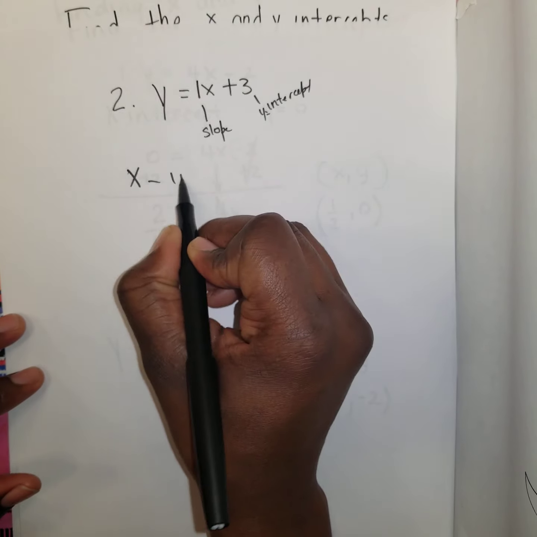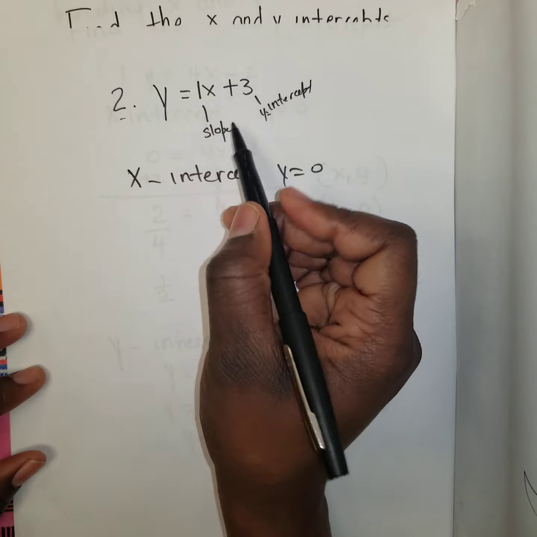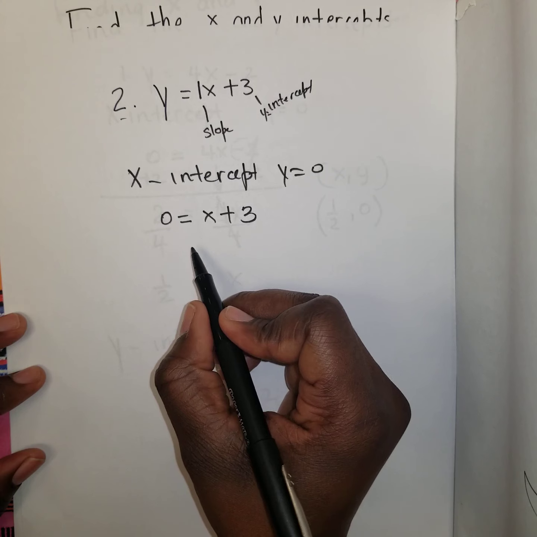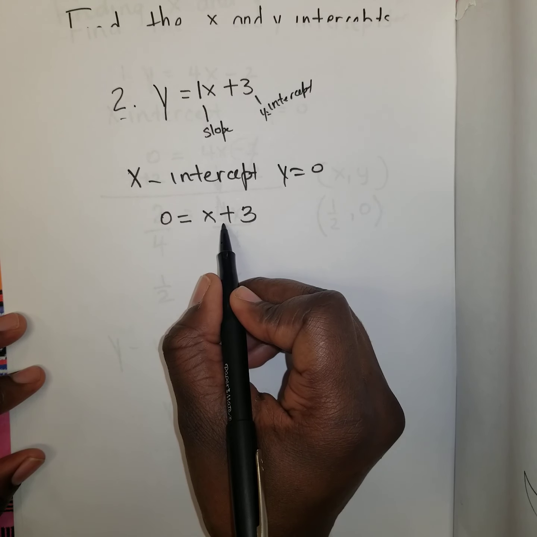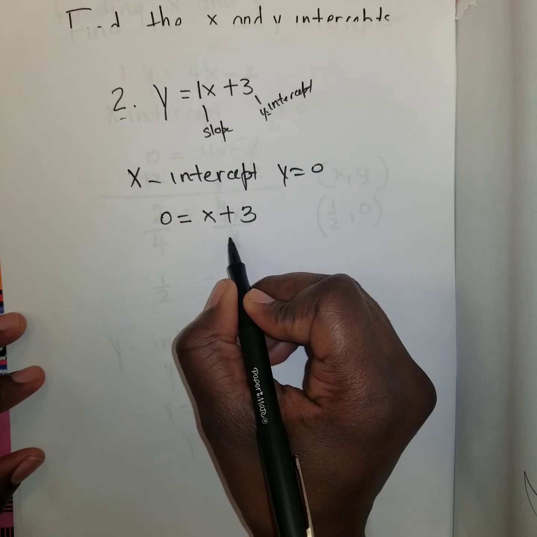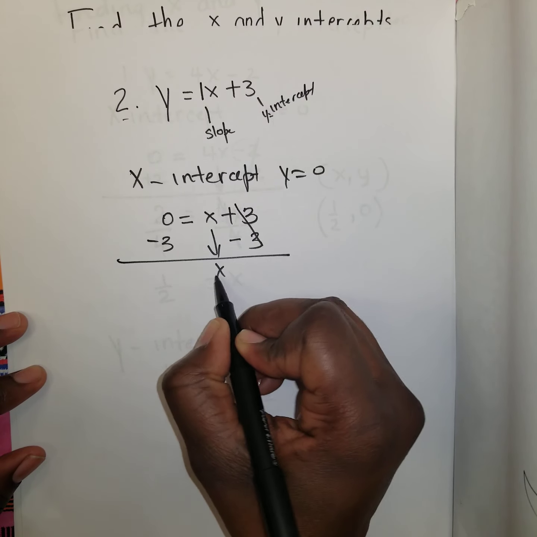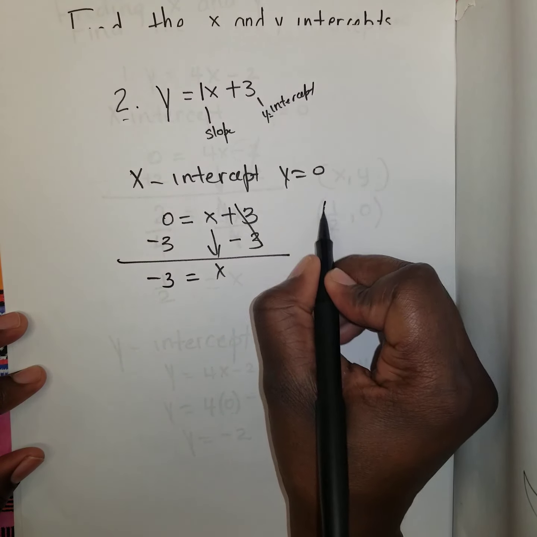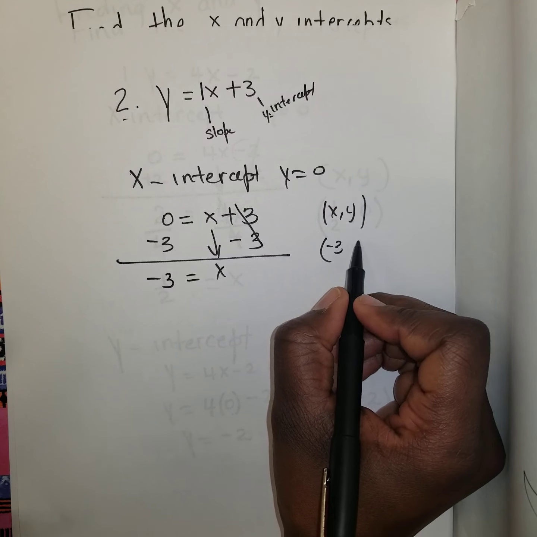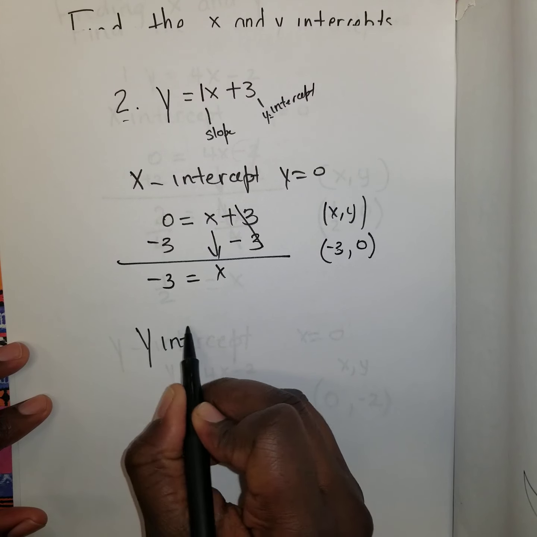So for the x-intercept, y is equal to 0. So in this, 0 is equal to x plus 3. Let's go ahead and find the value for x. So subtract 3 from both sides because it's a +3. So this cancels. So x is equal to -3. The xy value is going to be -3, which is x, and 0.